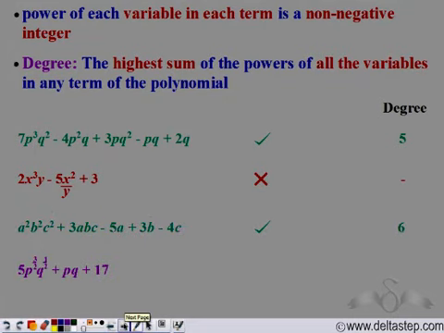Now let us look at this expression. So in this expression, the power of p is 3 by 2. The power of q is 1 by 2. The power of p here is 1 and q here is 1. So the powers of variables are not integers. Hence, it does not qualify as a polynomial. So this expression is not a polynomial.